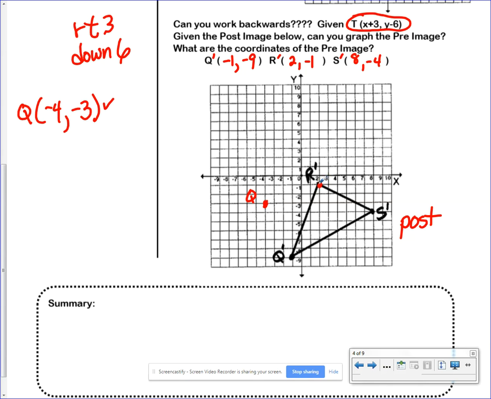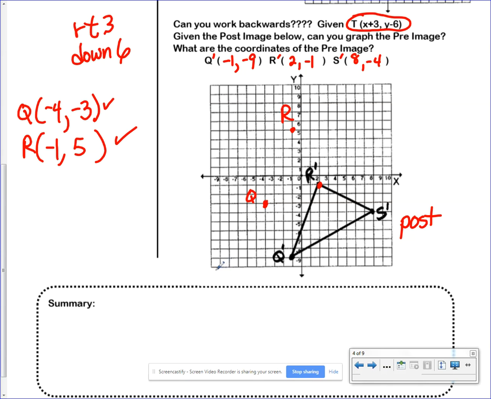Let's do the same thing with R. Here's where I landed at R prime. Work backwards by going to the left 3, up 2, 3, 4, 5, 6, up 6. Looks like I'm right there. This is where R started in the pre-image. It looks like my coordinates are at -1, 5. If I started here and I went to the right 3, in other words, add 3, I'd get 2. Subtract 6, down 6 from +5, I get -1.